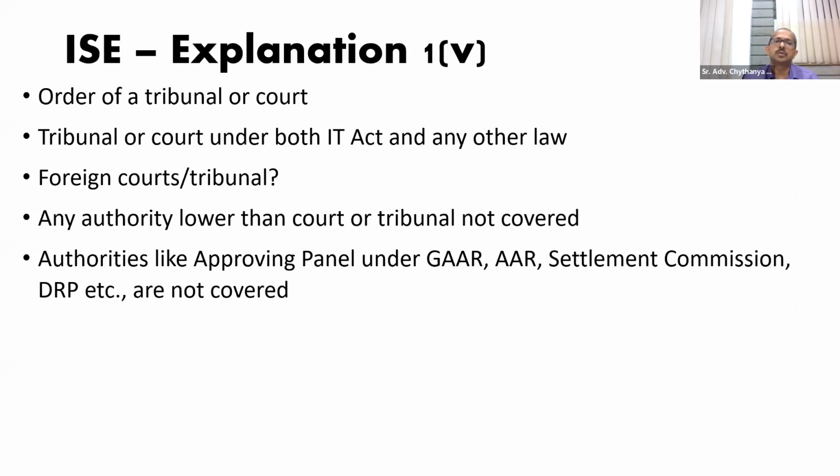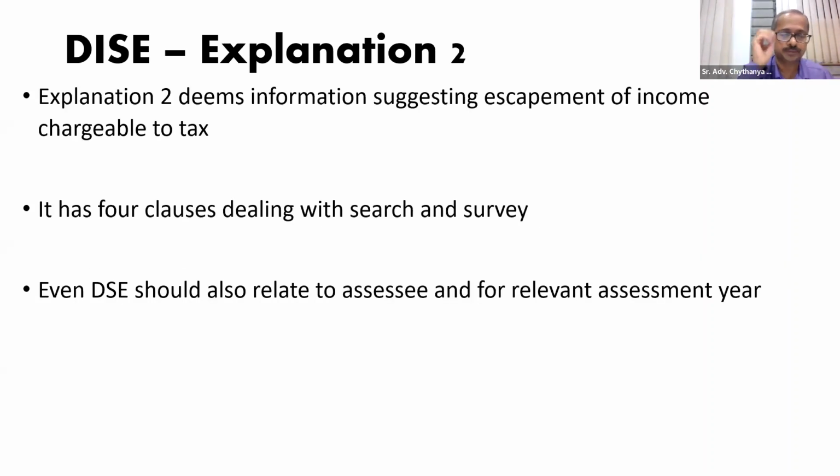Then they say order of a tribunal or court. So it need not be under the Income Tax Act. It could be under the Income Tax Act or any other law. But there are certain open questions as to whether foreign courts and foreign tribunals are considered. An authority lower than the court or the tribunal cannot be covered. Authorities like the Authority for Advance Ruling, Settlement Commission, DRP, Approving Panel, etc. cannot be called a court. Though they are quasi-judicial authorities having the power of a court for some purposes, they are not a court per se, and therefore you cannot use the orders of these authorities for the purpose of subclause 5, clause 5 of the explanation. So with this, we have briefly discussed Explanation 1, which talks about the actual cases of information suggesting escapement.